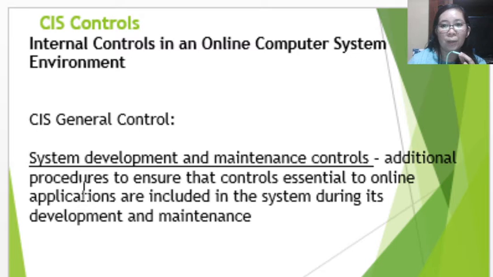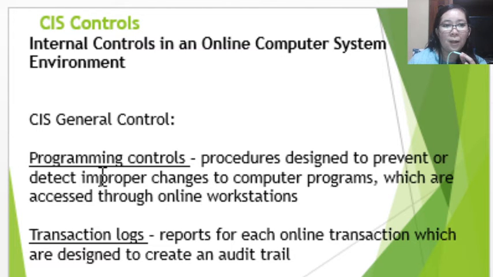Another CIS general control is system development and maintenance controls. These are the additional procedures to ensure that the controls essential to online applications are included in the system during its development and maintenance. So this is very important. Another is for the programming controls. These are procedures also designed to prevent or detect improper changes to the computer programs, which are accessed through the different online workstations. So this is for the protection of the computer programs being altered.